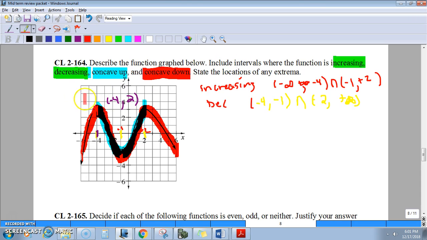Okay, state the locations of any extrema. I need one more color here. So we have extrema there, because it is a local maximum, local minimum, local maximum. So those are our extrema. And that's about it. Increasing, decreasing, concave down, concave up, and local extrema.